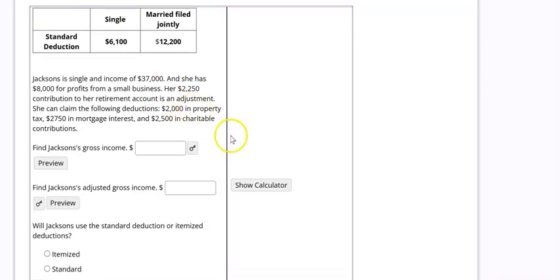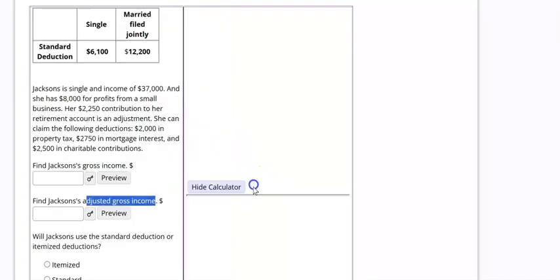Now her $2,250 contribution to her retirement account is an adjustment. Remember that any amount that goes towards the retirement account is an adjustment. So this is the adjustment amount. Remember that you have to subtract the adjustment to find the adjusted gross income. So let's first answer the first two questions.